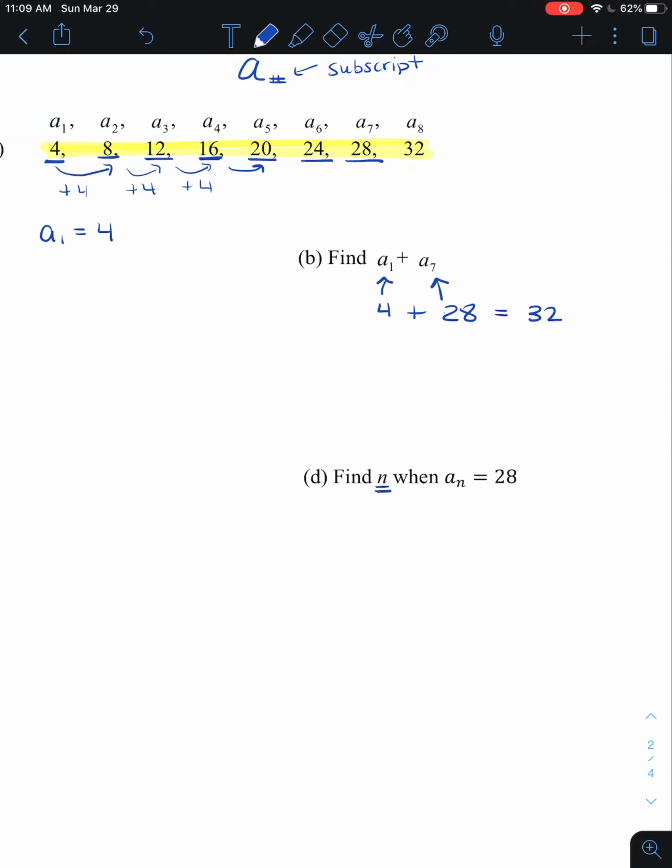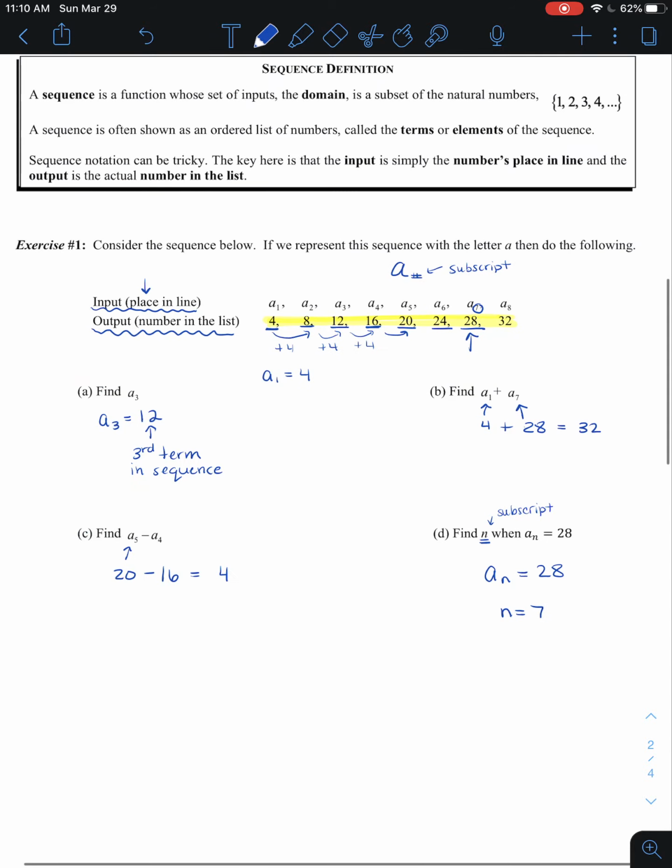And then for this one, they want me to actually find n. So n is the subscript. So that's the number that's telling me what position the term is. So they're really saying what number term is 28. So when I look at 28, I see that it is the 7th term. So n is 7.